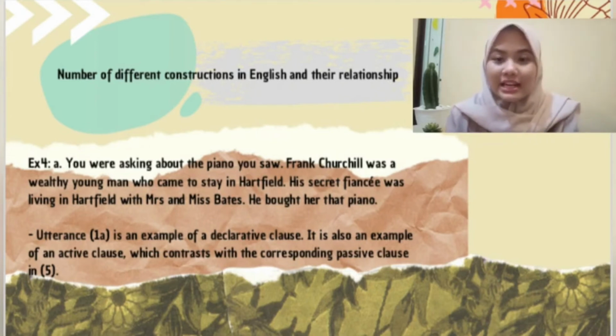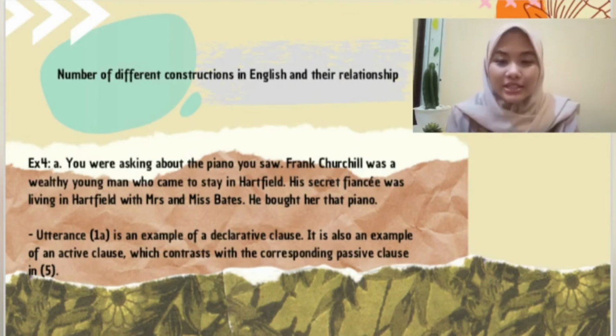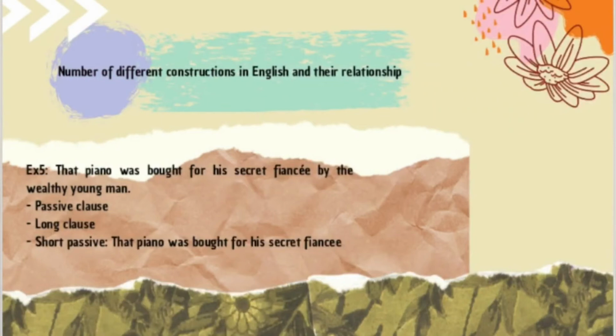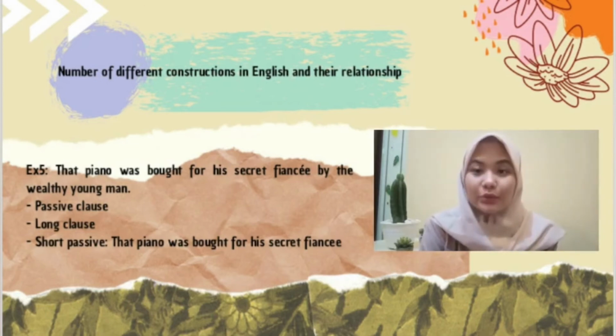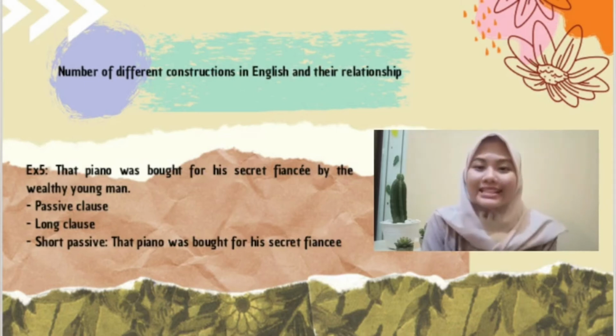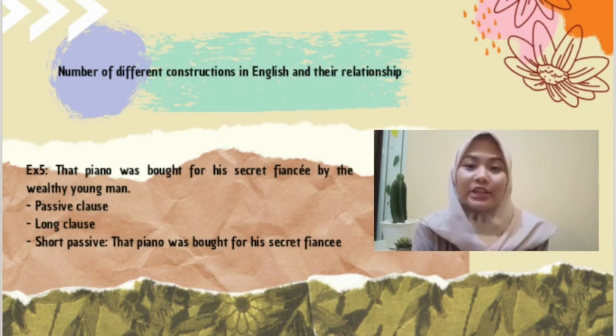Utterance 1a is an example of a declarative clause. It is also an example of an active clause, which contrasts with the corresponding passive clause in example 5. The noun phrase referring to the passive participant, that piano in 5, is at the front of the clause and is in a special relationship with the verb. Second, although 5 does have a noun phrase, the wealthy young man, referring to the buyer, it can be omitted, as in that piano was bought for his secret fiancé.